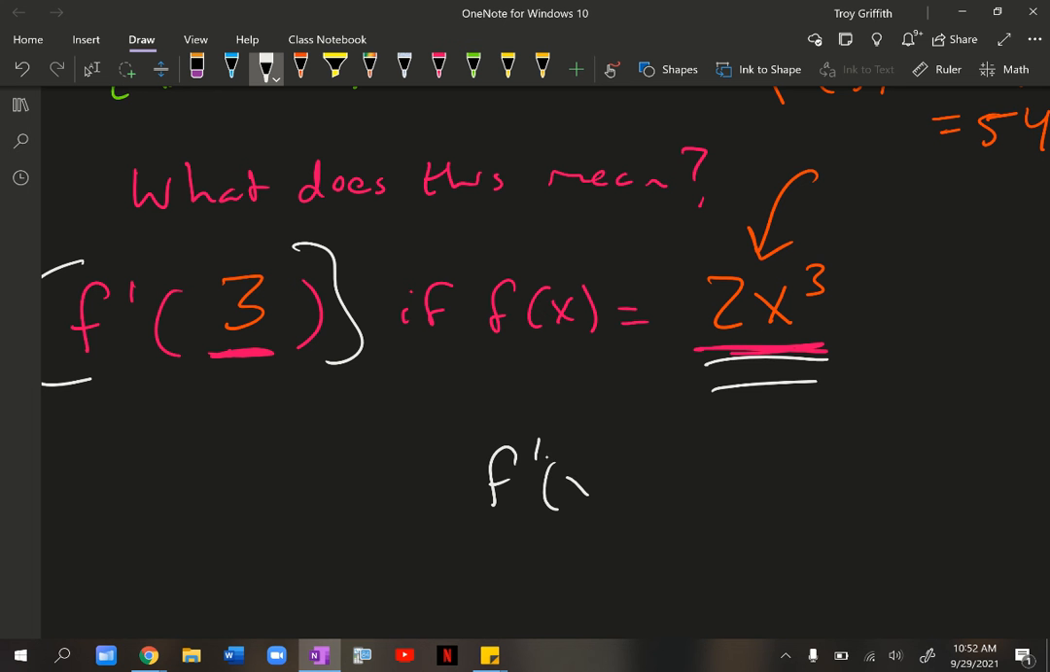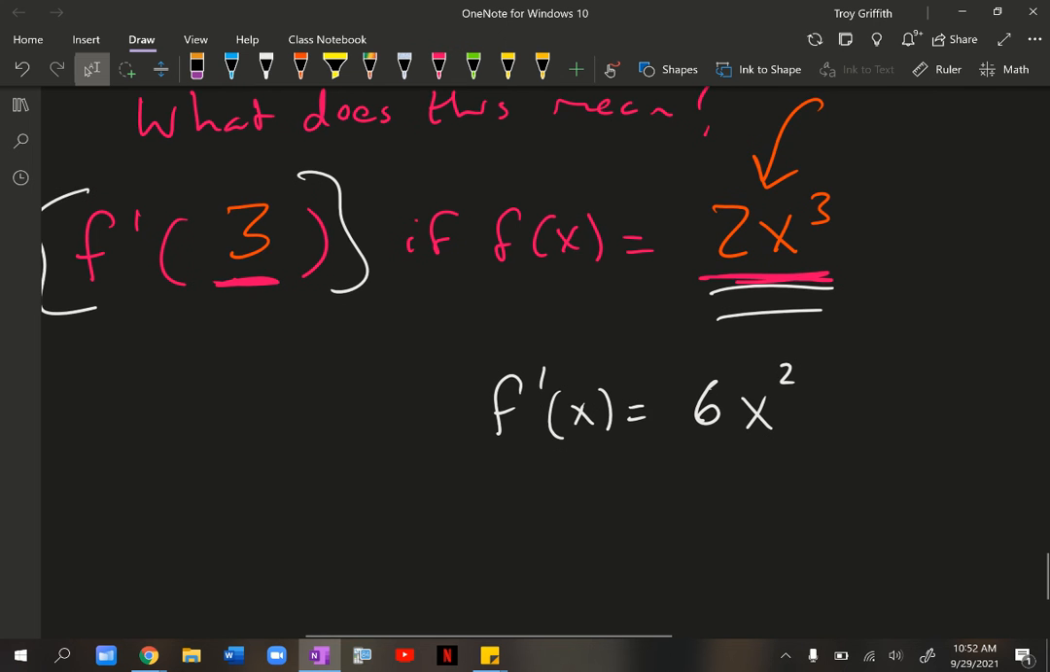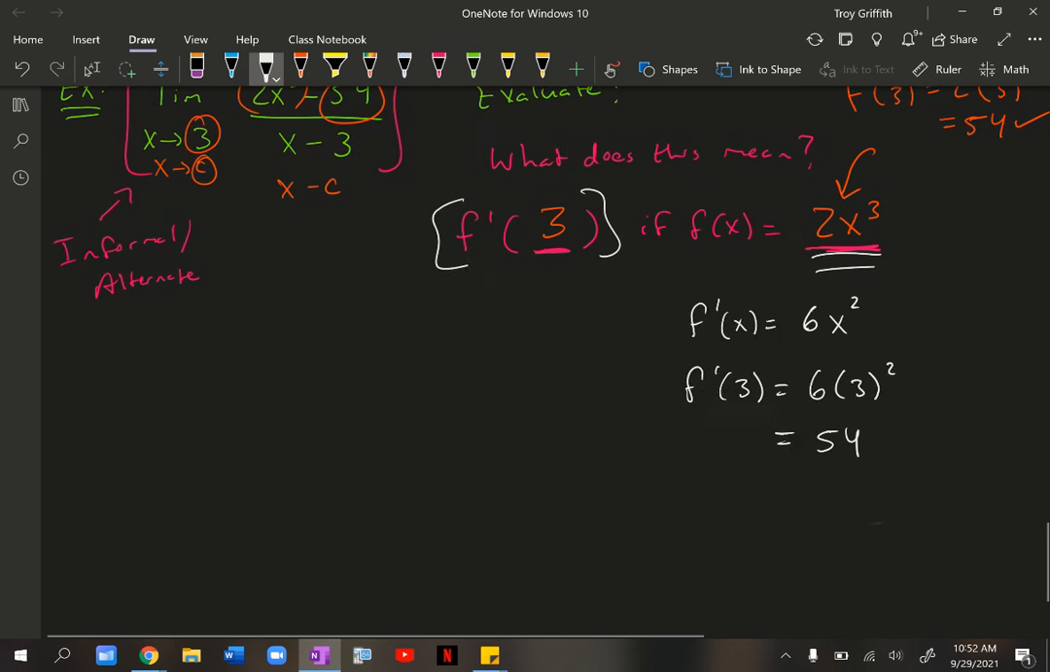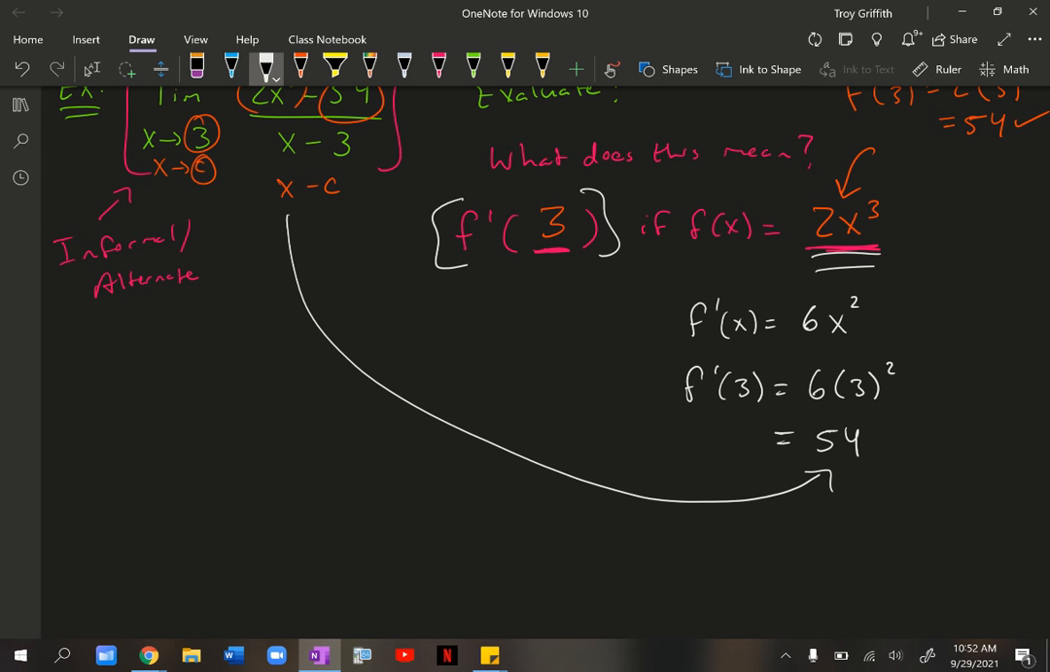So let's try it. If I wanted to find f prime of x here, I multiply the 3 to the front, I get 6x, and subtract 1 from the exponent, I get 6x squared. And then last but not least, if I try f prime of 3, 6 times 3 squared is 9, 6 times 9 is 54. So that means the value of this limit is 54.